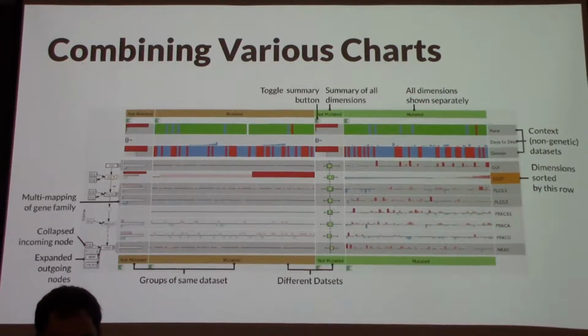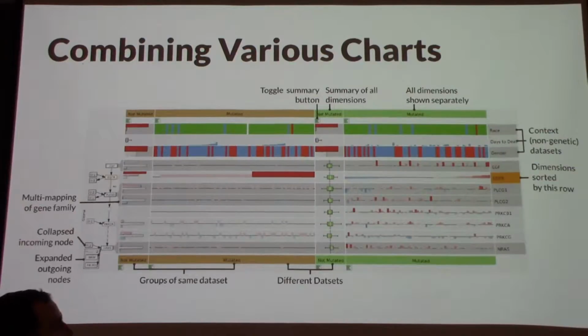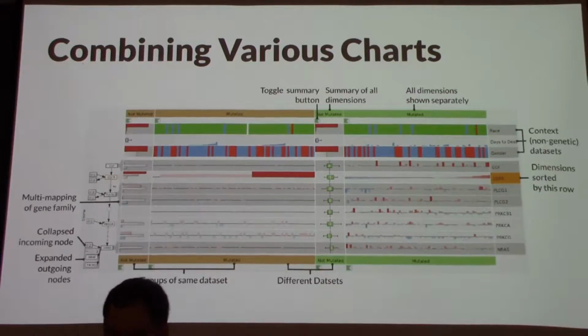And of course, in all of these displays, it's very important to be able to sort. So here, this is sorted by this particular gene, and then you can try to explore the correlations between the sorted row and all the others.